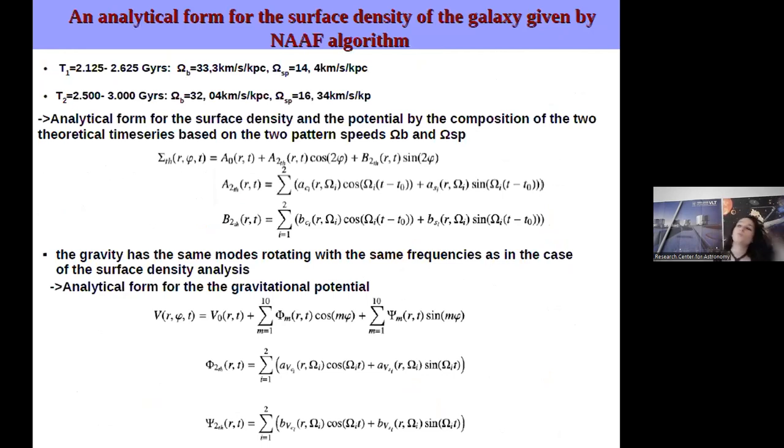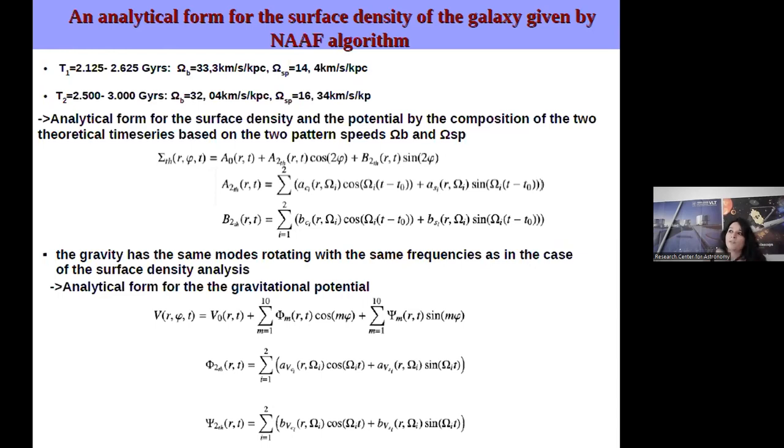We also tried to construct an analytical form for the surface density and the potential based on the NAFF algorithm and the two different pattern speeds, omega B and omega spiral, that we located in each time period of the simulation. The analytical form for the surface density is obtained through Fourier analysis, where the time series of the m equal two perturbation are given by the NAFF algorithm, through the coefficients AC, AS, BC, BS I presented before.